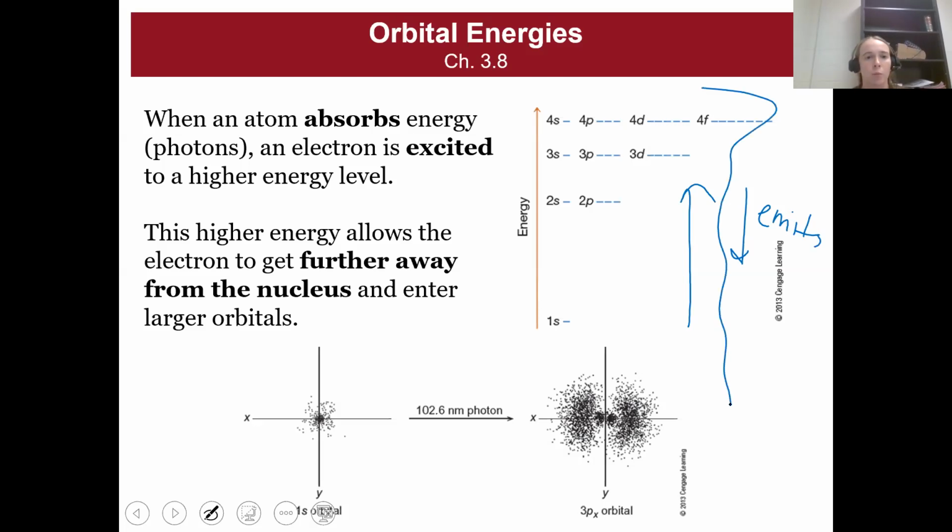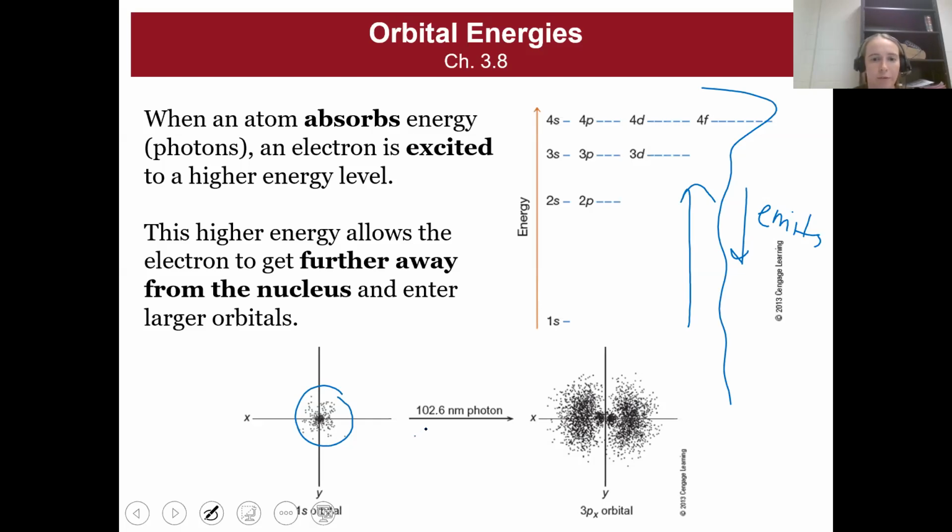When the electron goes to a higher energy level, that means the electron can get further away from the nucleus and enter the larger orbitals. So here we have an image of a 1s orbital. This is that probability distribution density kind of picture that I showed you before. This is a 1s orbital because the probability distribution is highly densely focused closest to the nucleus.